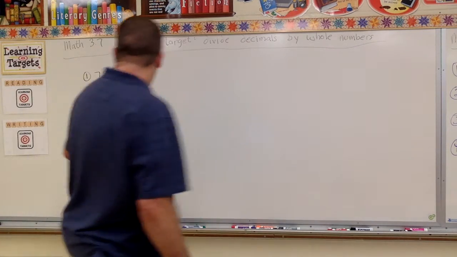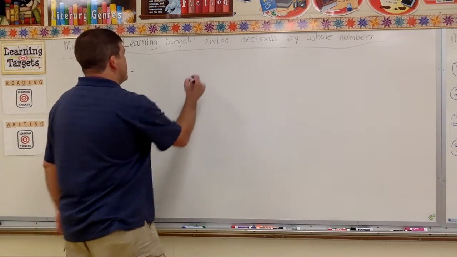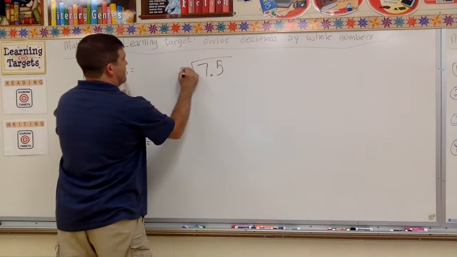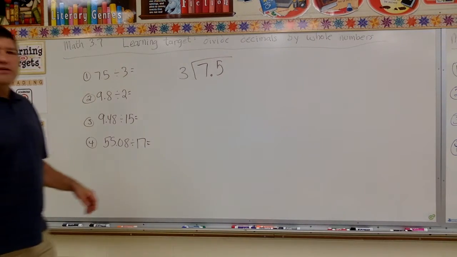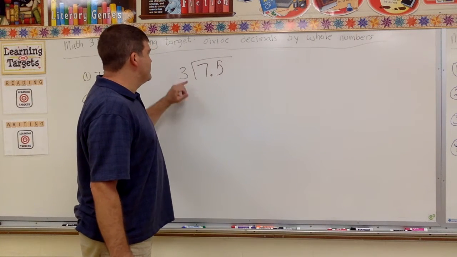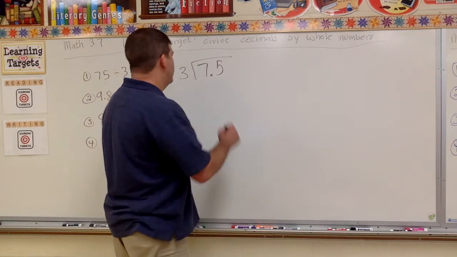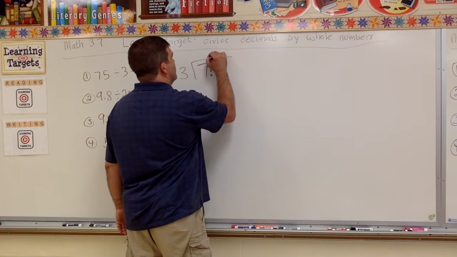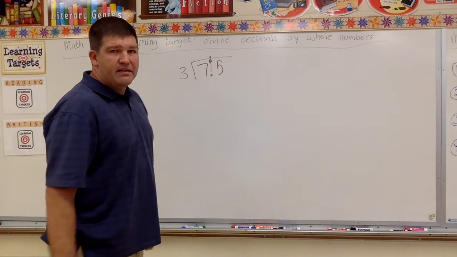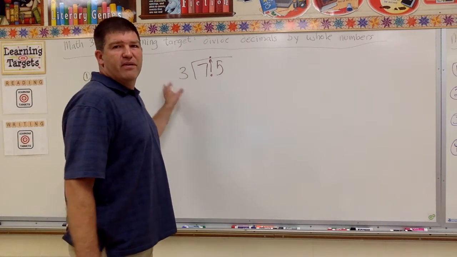Okay. I have 4 problems here on the board. I'm going to do 7.5 divided by 3. Okay? So now, with the decimals, when you have no decimal out here, when it's just a whole number, and you have a decimal in here, all you got to do, put the decimal up there. It sits on the line, and then you forget about it. You just do the problem.